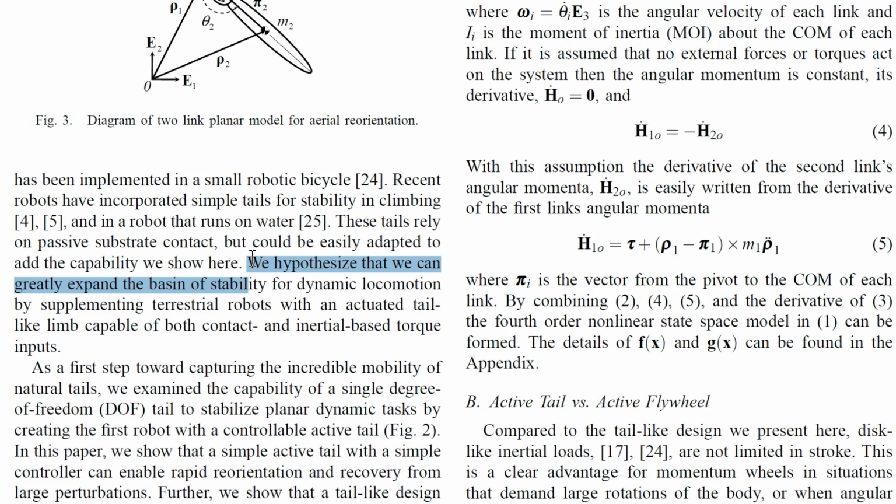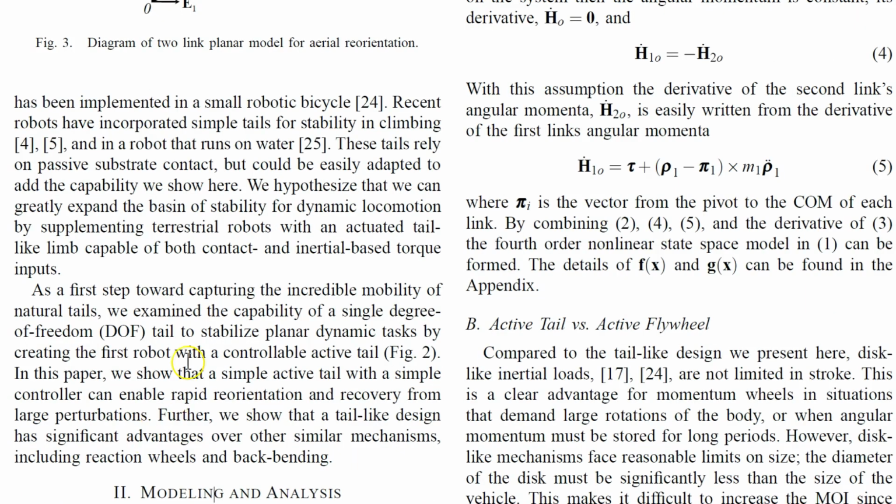We hypothesize that we can expand the basin of stability, and so I might recommend that the student also sort of frame their project as a hypothesis. We hypothesize that we are able to use this inspiration to accomplish this physical task, in this case zero net angular momentum. Then at the end of the introduction, they preview the rest of the paper. So that might be something the student wants to do.